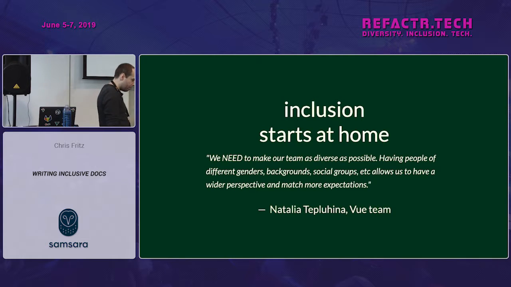Natalia Tepluhina, a member of our Vue team who focuses on documentation, says that we need to make our team as diverse as possible. Having people of different genders, backgrounds, social groups, etc., allows us to have a wider perspective and match more expectations. And in some ways, on our team, we do a very good job of that. Throughout the entire team, we are spread out between, I think, 12 different countries and 9 different time zones. We are one of the most widely distributed open source software teams in the world, in that a meteor could wipe out a hemisphere and we'd be okay. Hopefully it doesn't. I mean, emotionally we wouldn't be okay, but the project would live on.